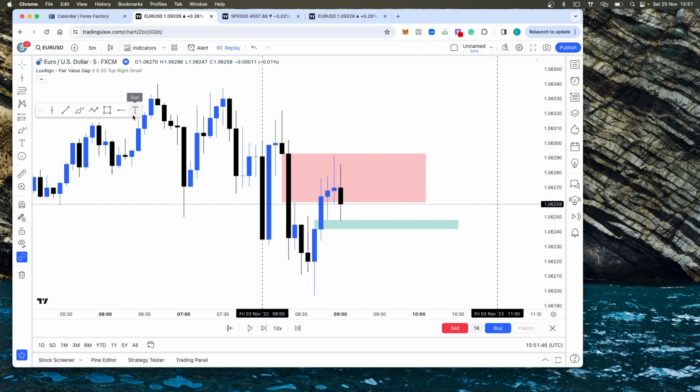And this, for me, is sufficient conviction or sufficient reason to take a buy. So all I'm going to do right now is go long. That's it. Simple as. No equilibrium levels, no order blocks, no this, no that. Very simple, very to the point.